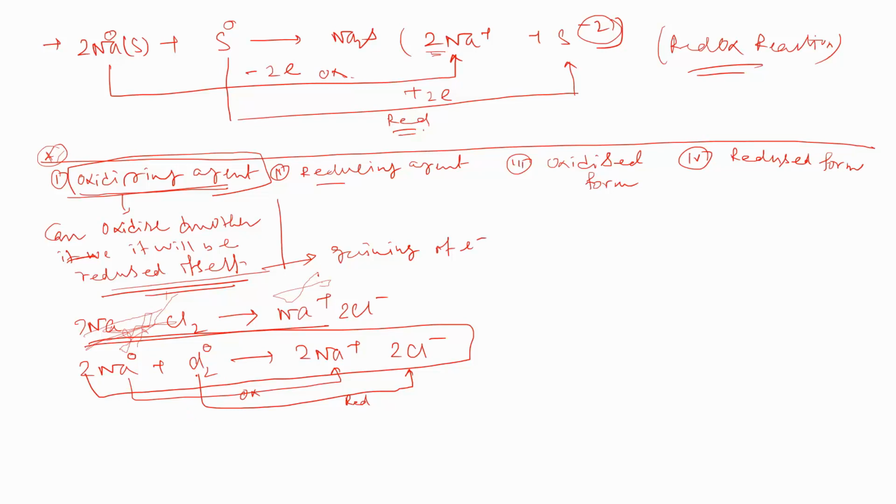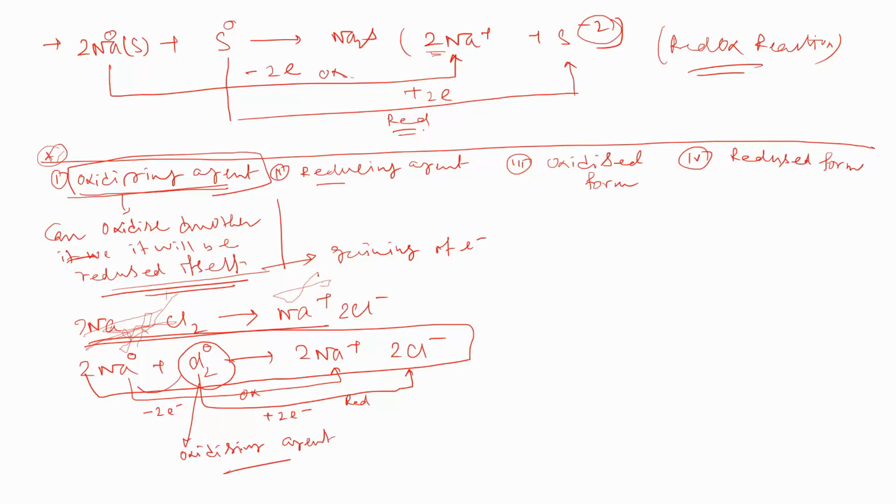chlorine, chlorine, chlorine. So here the sodium goes to sodium plus 1. So here the 2 electrons are lost. Here the 2 electrons are gained. So chlorine is actually the oxidizing agent. The chlorine is the oxidizing agent.